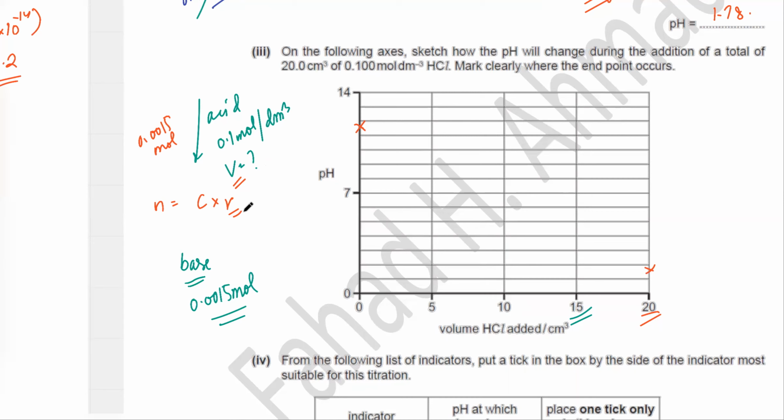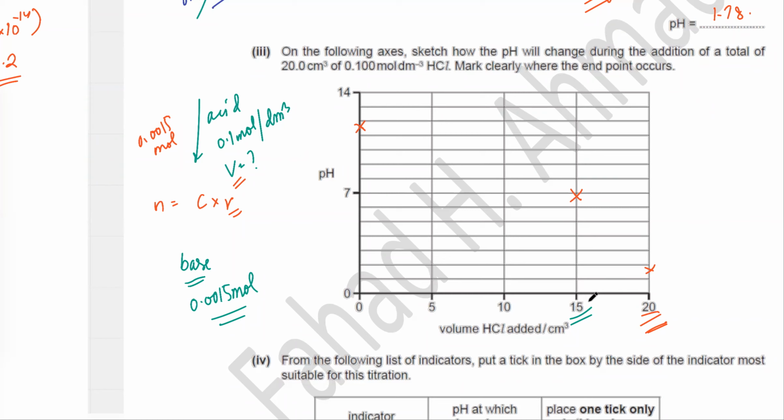Yes, sir, it's clear. So basically, we should not have added 20 cm cube. I mean, this is incorrect. We should have just added 15 cm cube. At 15 cm cube, there would have been complete neutralization and the pH would be 7. Is this clear?